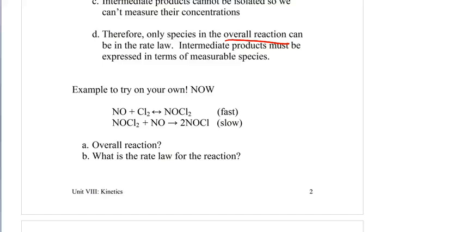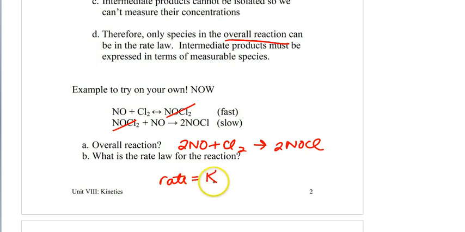Okay, so you should be able to get NOCl2 to cancel. Then there are no other intermediates or catalysts, so our overall reaction should appear as 2NO and Cl2 yielding 2NOCl. The rate law for the reaction will be rate is equal to K. Now looking at our slow step, for sure we see NO to the first order.